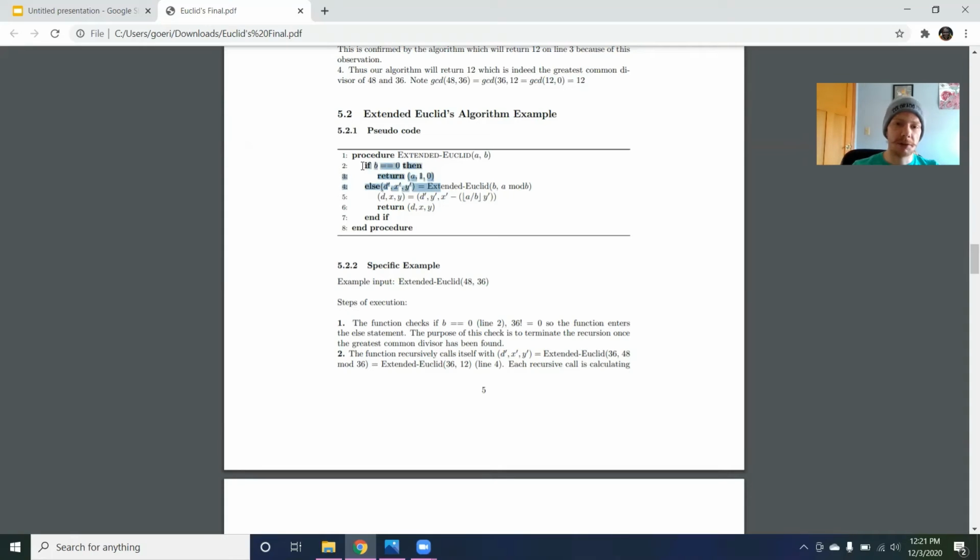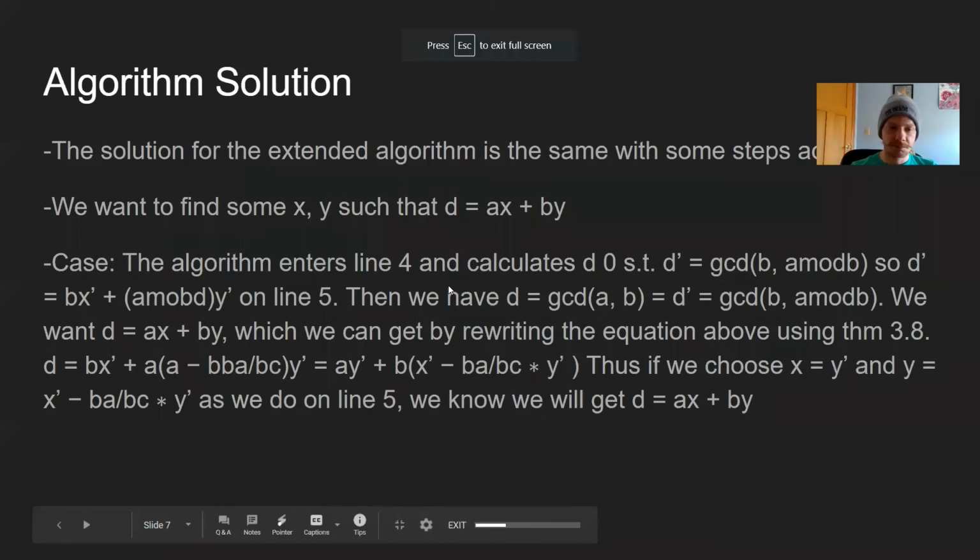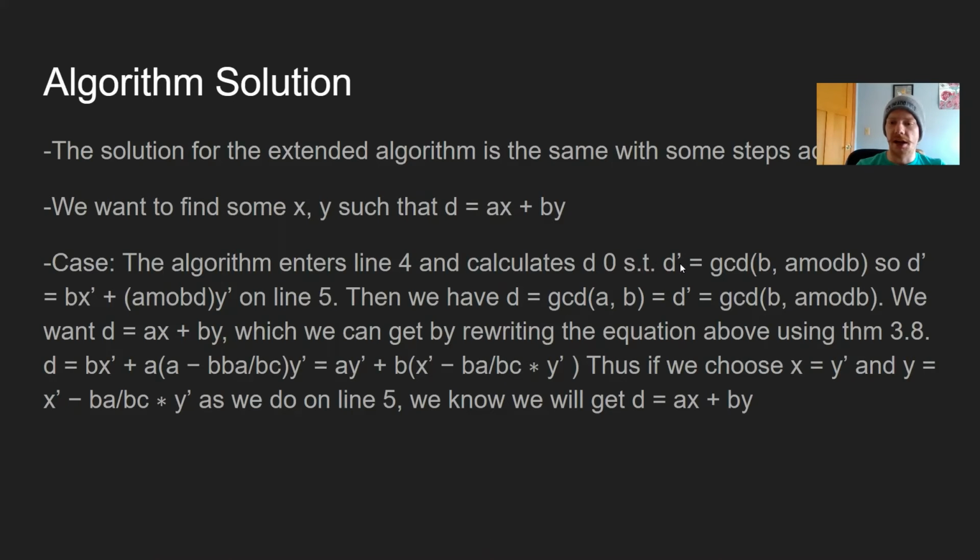So that's pretty obvious. I think that termination case is good. And then this one is a little bit more complicated. I'm going to pop over here. And so this one, as we said, we'll enter on line 5, and we'll calculate D prime to be the greatest common divisor of B and A mod B.